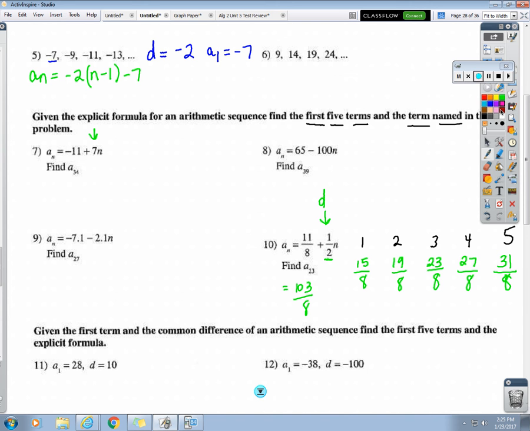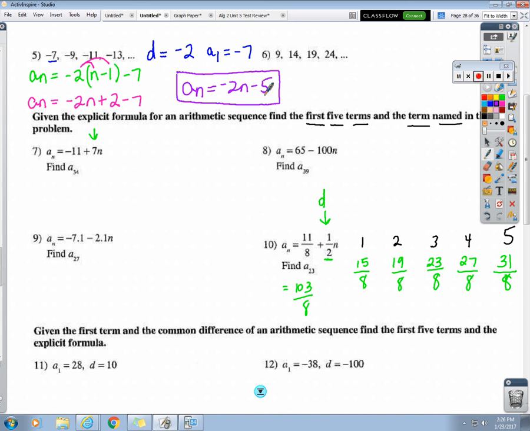Then from there you start simplifying, first by distributing the negative 2 to everything in the parentheses, right? Negative 2 times n is negative 2n, negative 2 times negative 1 is positive 2, bring down the minus 7. And now we can simplify once more by combining these like terms and get negative 2n minus 5, because 2 minus 7 is a negative 5. And so there's the explicit formula for number 5.